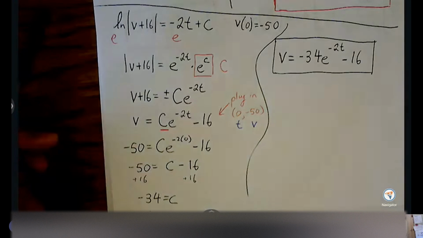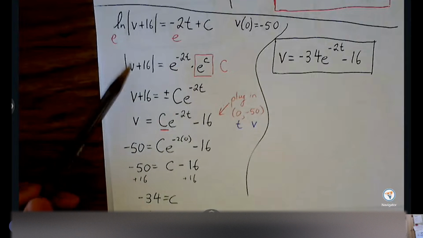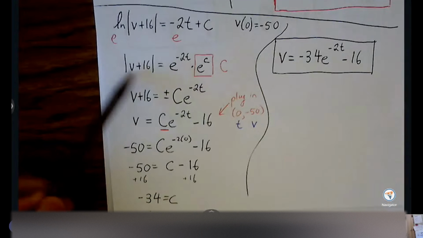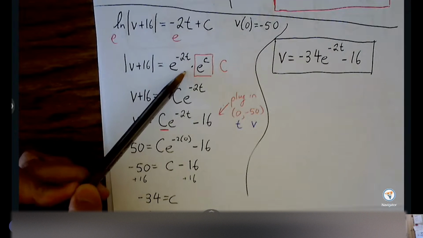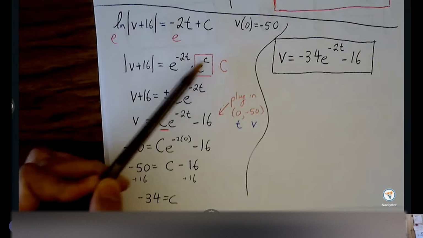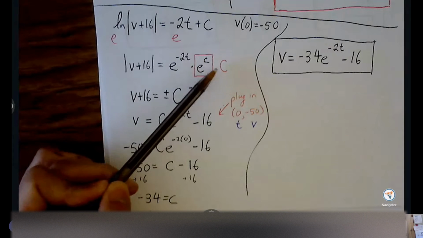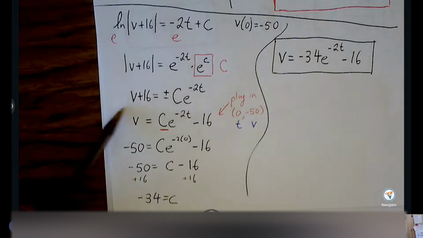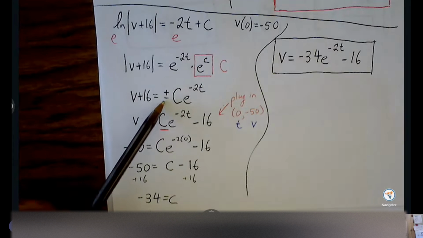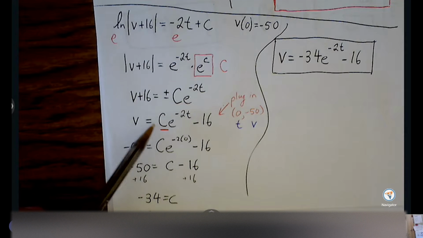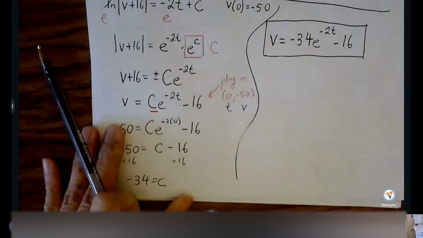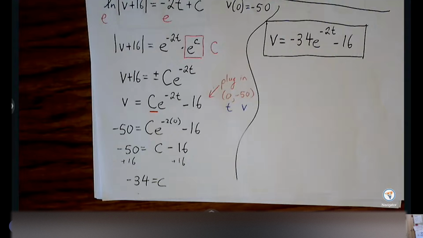Okay, so raise both sides, base e. We get the absolute value of v plus 16. The right side becomes e to the negative 2t times e to the c. E to the c is just the constant. We can make that substitution. We can drop the absolute value. Plus or minus shows up on the right side. And then we can drop the plus or minus because it gets absorbed in by that c.